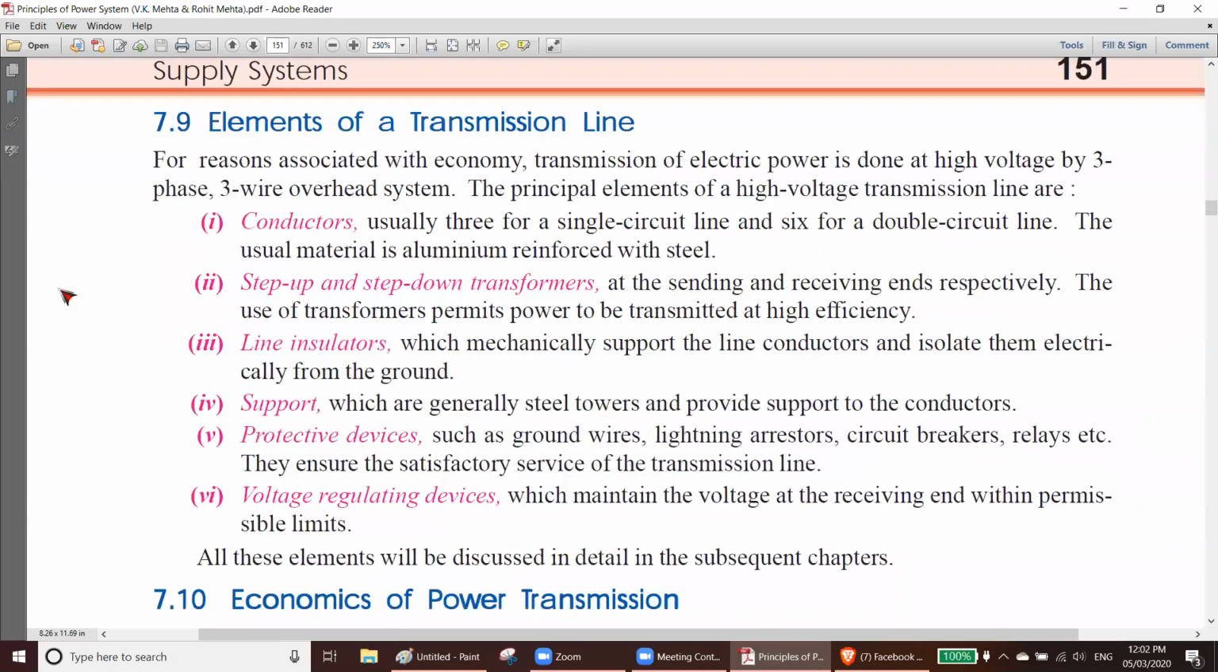Now come to this one. The elements of a transmission line. Wait a minute. Let me stop the share.